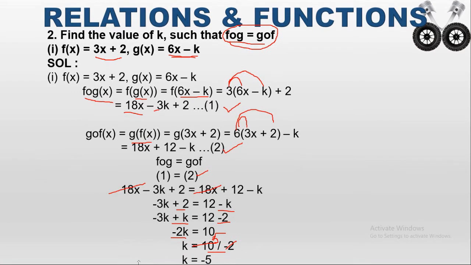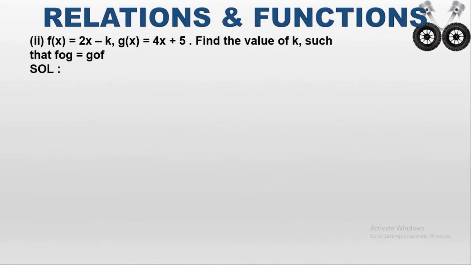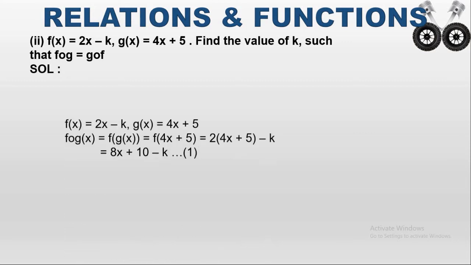Next one: f of x equal to 2x minus k, g of x equal to 4x plus 5. Find the value of k such that f composition g equal to g composition f. So what is given here? Here also you have to find the value for k using the condition f composition g equal to g composition f. For that, first find the value for f composition g.